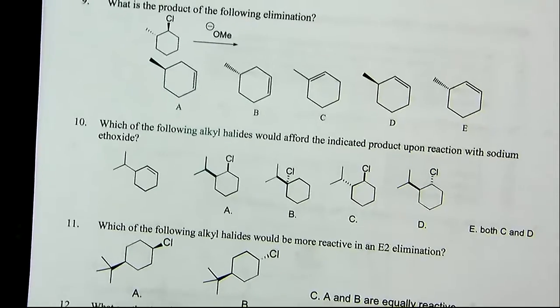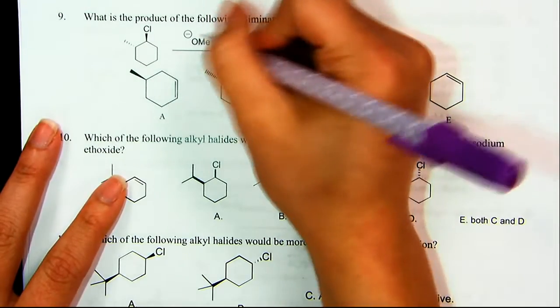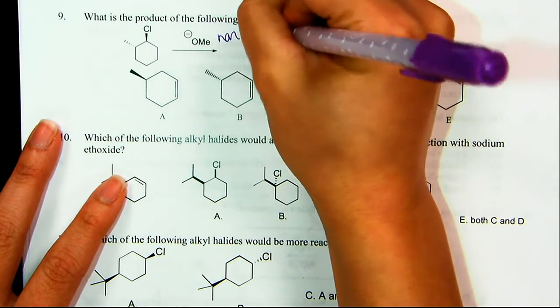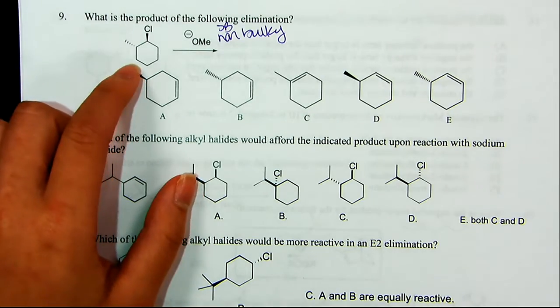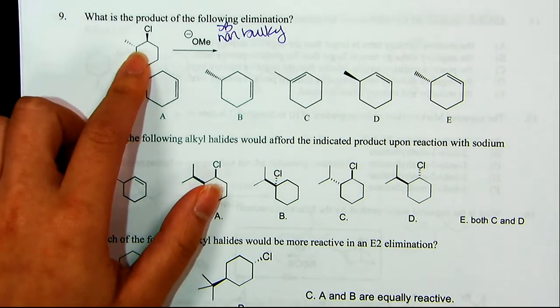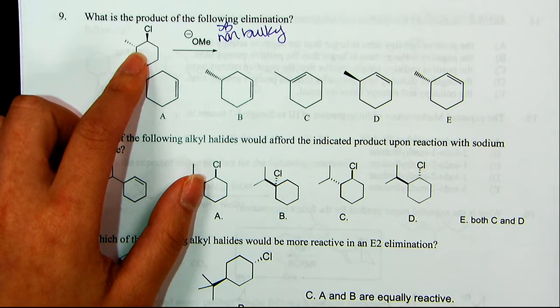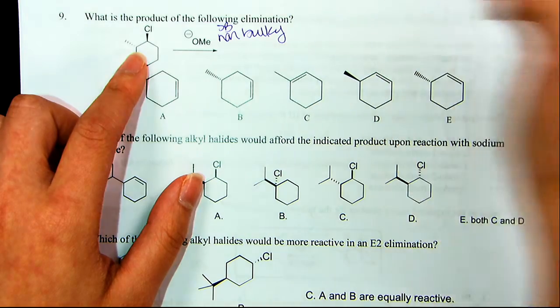Number 9. What is the product of the elimination reaction? Again, this is a non-bulky strong base. So it's non-bulky strong base. So we're looking for the product, the new product. So when you're looking at cyclic compounds, you have to be careful of the hydrogens. The hydrogens have to be trans, right? Hydrogens have to be trans to be eliminated.